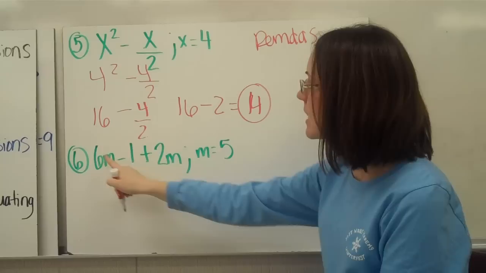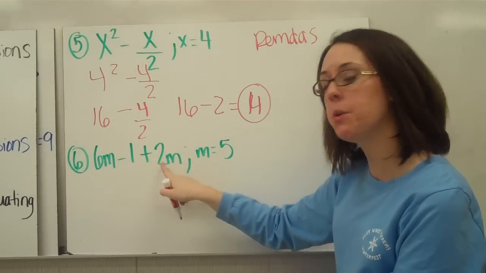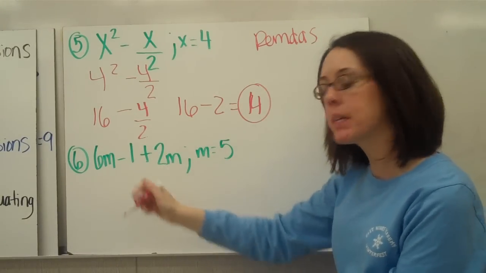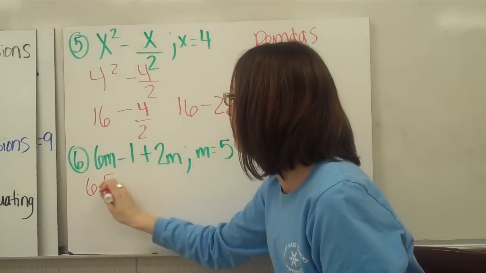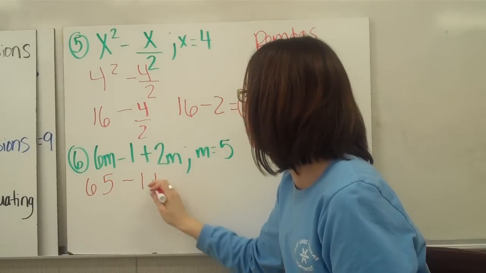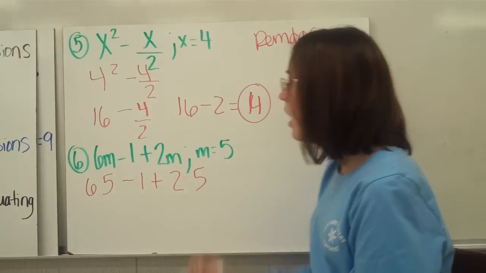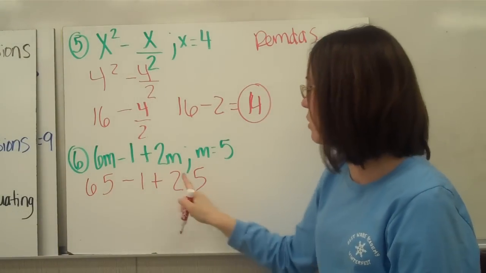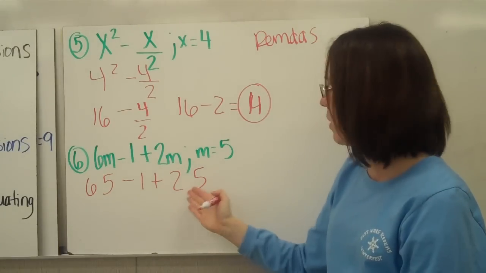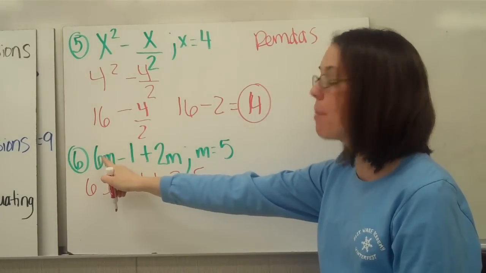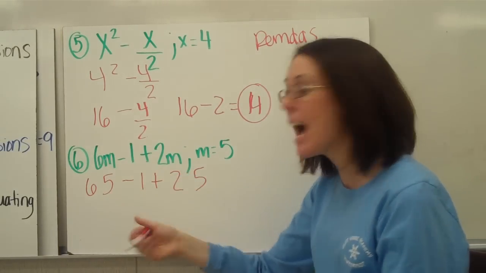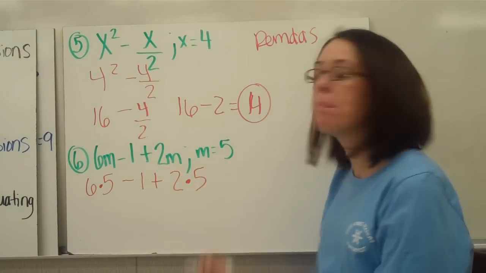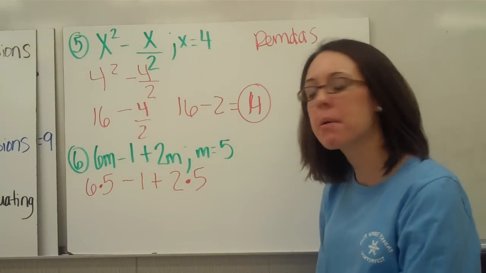Number 6, 6m minus 1 plus 2m when m equals 5. We're going to plug in 5 everywhere we see m. 6, 5 minus 1 plus 2, 5. This would be a mistake. I did not plug in anything between the two numbers. That looks like 65 and 25. So I have to remember the operation that is implied. 6 times m and 2 times m. So I put in multiplication. Use your order of operations.